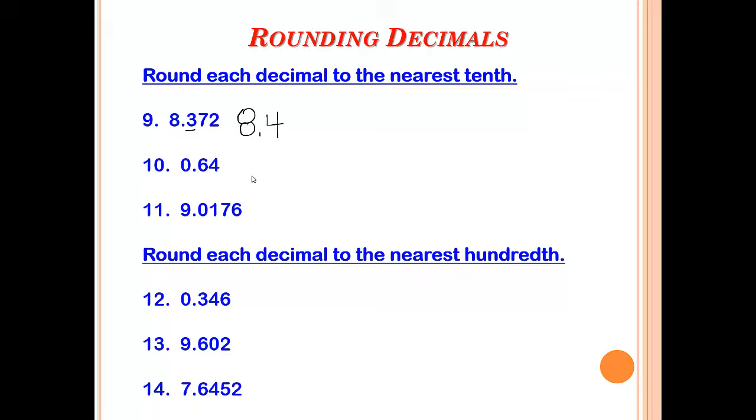Now for number 10, we have 0.64, or 0 and 64 hundredths. The 6 is in the tenths place. We will look at the 4 that's behind that, and since it's less than 5, the 6 stays the same. So we have 0.6.